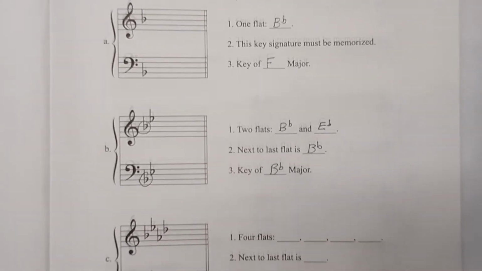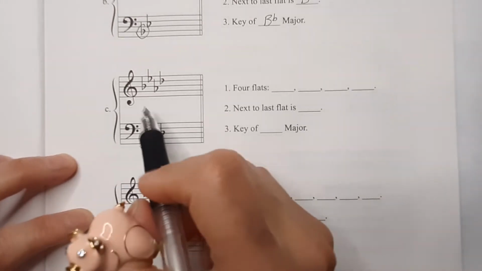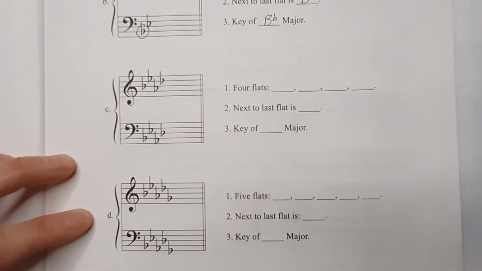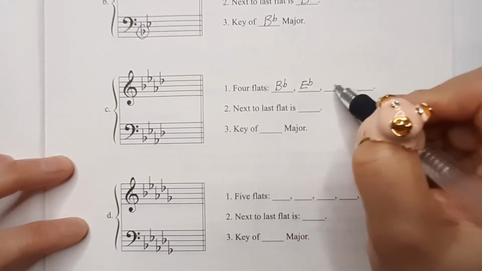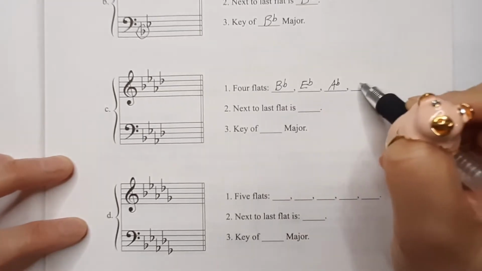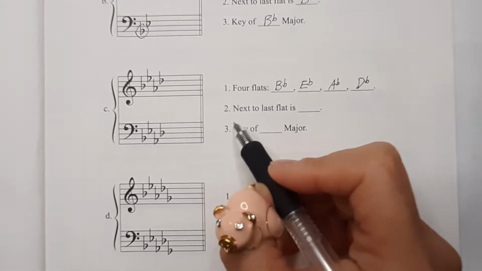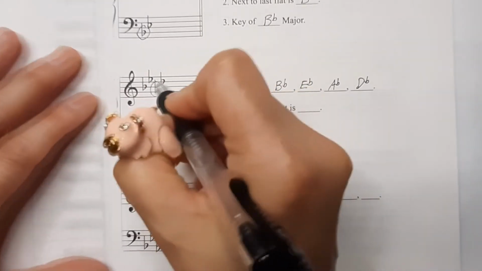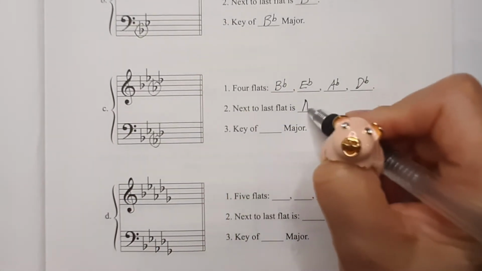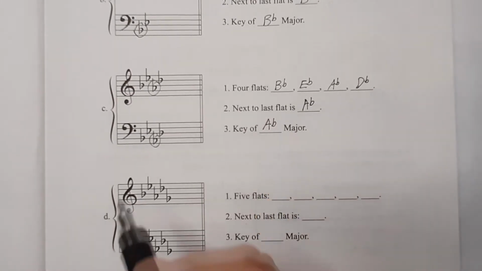Great, let's go to question C. Now, you have 4 flats, right? What are those? First one's B flat. Second one is E flat. Third one is A flat. And the fourth one is D flat. Bead, right? B-E-A-D. The next to last flat is, this is the last flat, which is D flat. The second to the last one is this, A flat, right? So this is A flat, and the key is A flat. In the key of A flat major, there are 4 flats, B, E, A, and D.